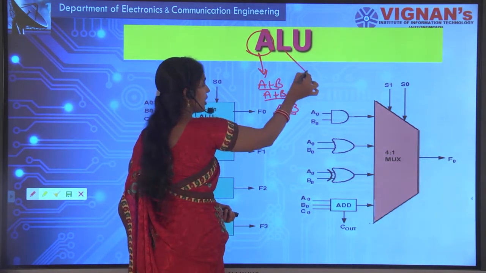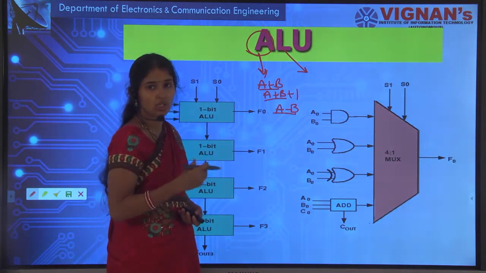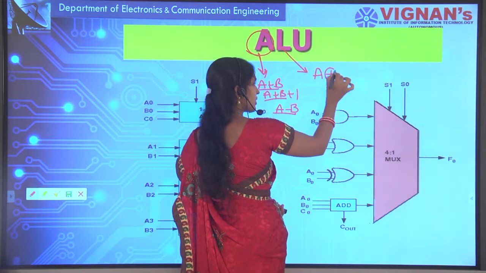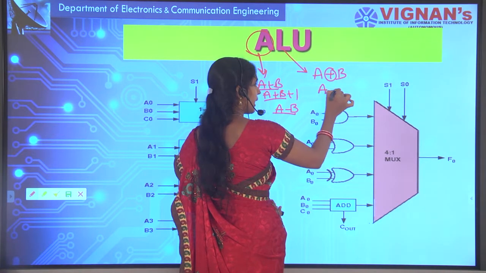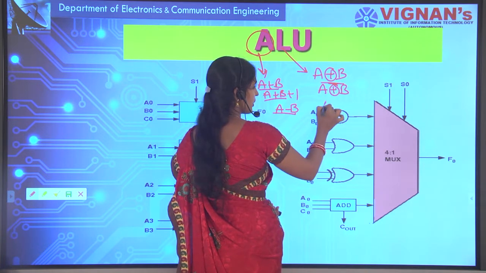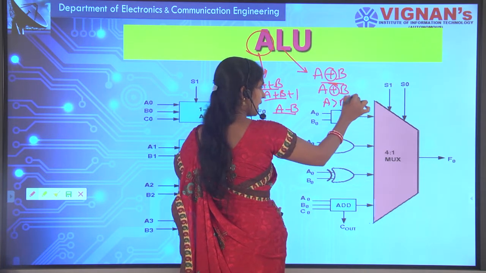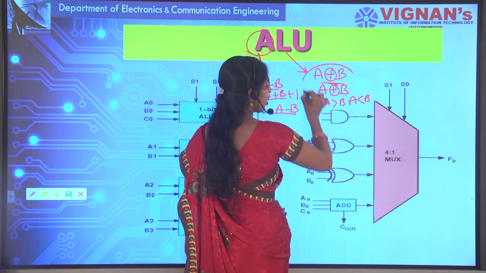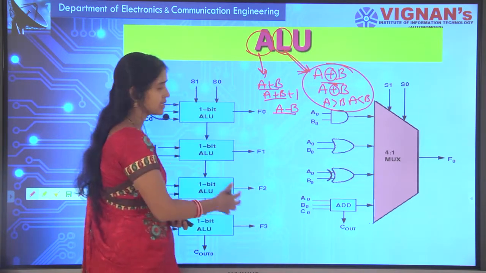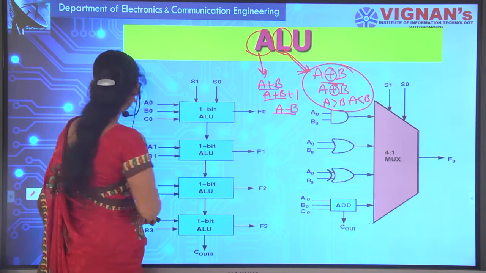At the same time, how can logical operations be performed? What are the logical operations? A XOR B, A XNOR B. At the same time, A is greater than B or A is less than B. All the logical operations, how they are going to be performed, all that we will be seeing here.